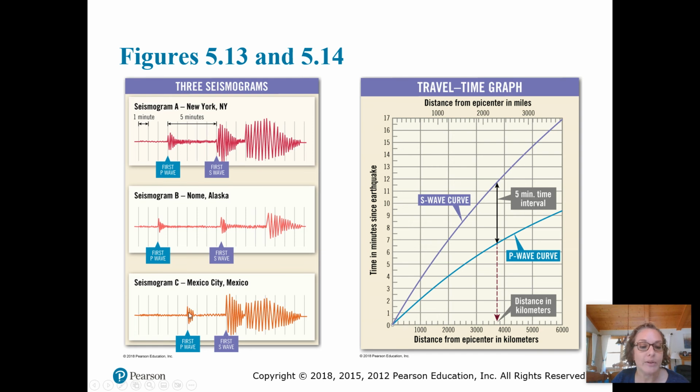We'll do the same thing in Mexico City. What's the difference here? It's a little closer. It looks like 1, 2, 3, 4 minutes between the first P and the first S wave. So we'd expect that to be somewhere around here. We'd find where that 4-minute difference is and read down in order to get the distance.